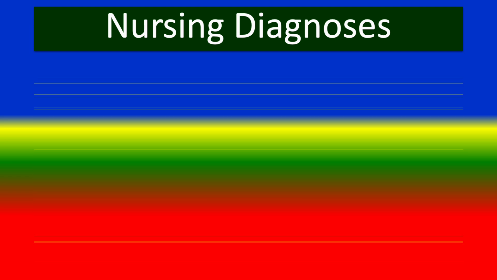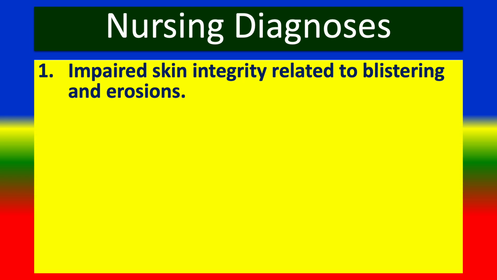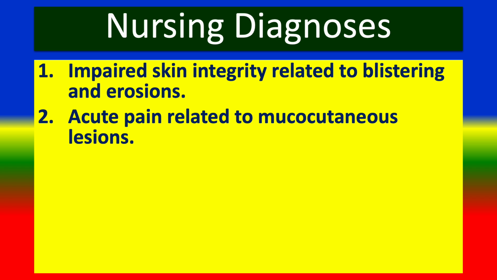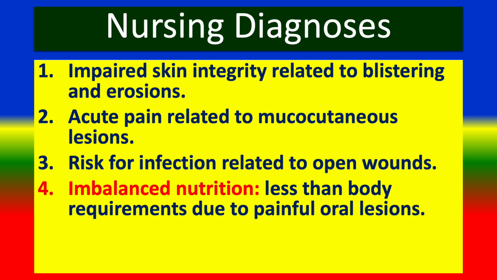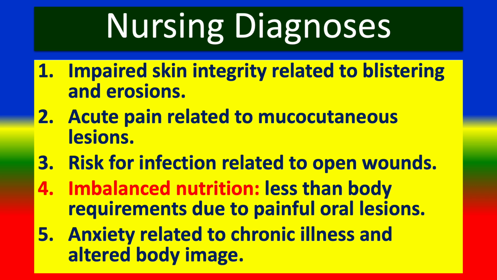Nursing diagnosis: 1. Impaired skin integrity related to blistering and erosions. 2. Acute pain related to mucocutaneous lesions. 3. Risk for infection related to open wounds. 4. Imbalanced nutrition, less than body requirements due to painful oral lesions. 5. Anxiety related to chronic illness and altered body image.